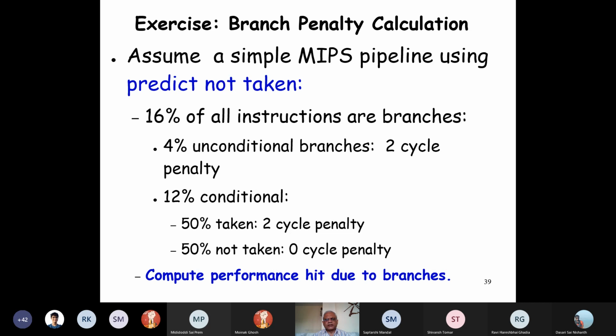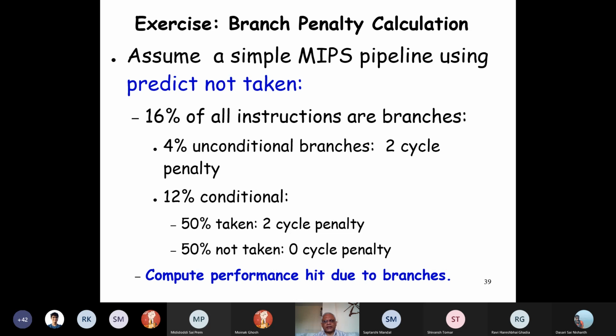One is a simple MIPS pipeline that uses predicted not taken. 16% of the instructions are branches, 4% are unconditional branches. For unconditional branches, the penalty is 2 cycles because the target is not known. And 12% of the 16% are conditional branches and 50% are taken. For taken branches, we know there is a 2 cycle penalty, and 50% not taken is 0 cycle penalty.